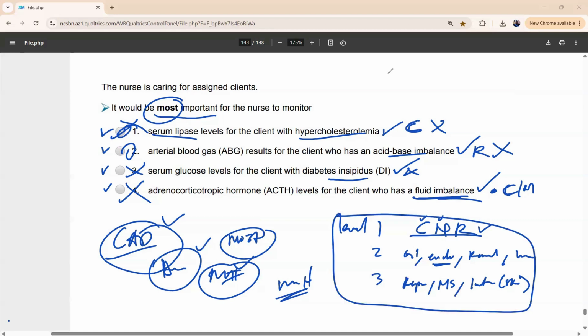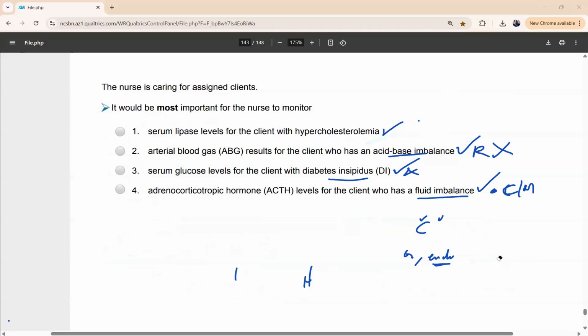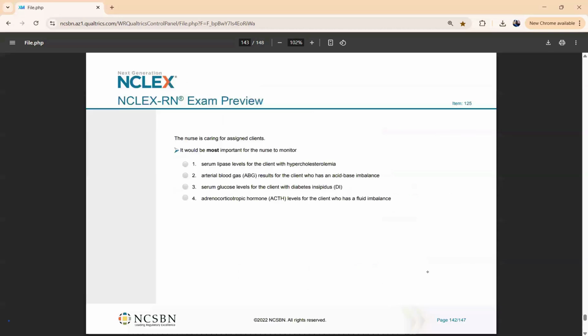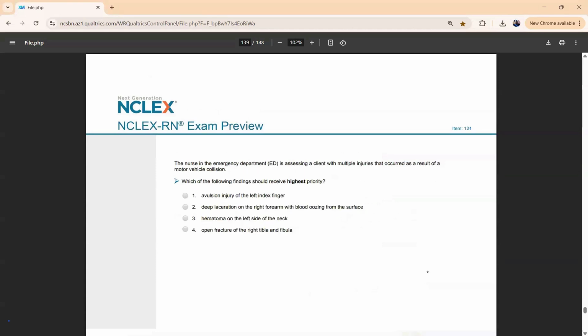You will have to look for something that is really affecting the CNR first. Then easily you can navigate the question. I will show you a particular question now so that you understand what I'm saying. There are all these questions I'm going to show you right now. I'm just going to be scanning through them. They are all related to monitoring.